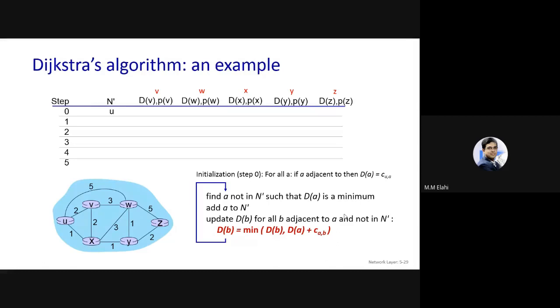Okay, for example, U is the source. In this example, U is the source. So if U is the source, all other nodes are possible destinations like V, X, W, Y, Z. So U is the source, all others are possible destinations. Now how will we calculate?